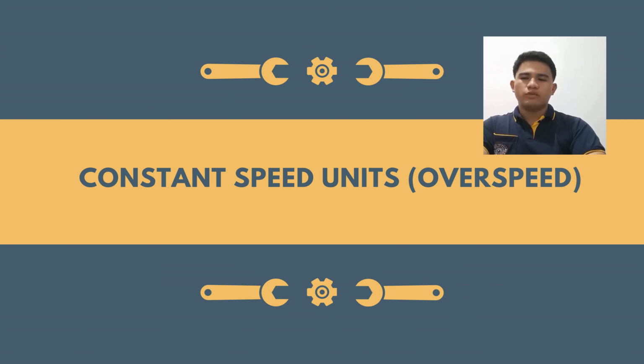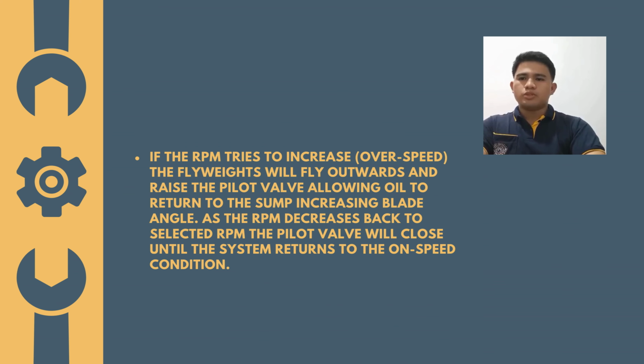Constant speed unit overspeed. If the RPM tries to increase, overspeed, the flyweights will fly outwards and raise the pilot valve, allowing oil to return to the sump and increasing the blade angle. As the RPM decreases back to the selected RPM, the pilot valve will close until the system returns to the on-speed condition.